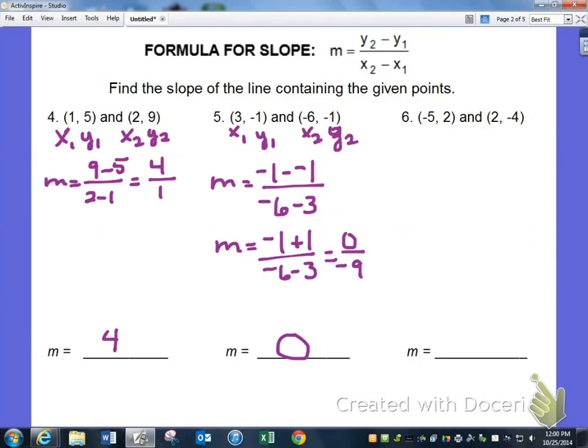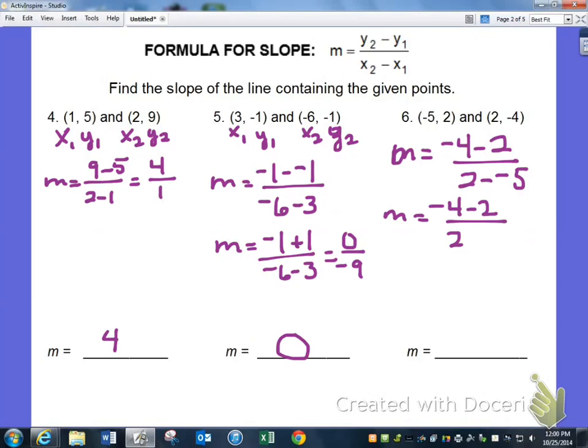Okay, number 6, same thing. We're going to do m equals y2 minus y1. I'm not going to label my points anymore because I think I've got it. Over x2 minus x1, and we have a double negative. So my slope is going to be -4 minus 2 over 2 plus 5. Okay, and that's going to equal -6 over 7, and that cannot be simplified, so your slope is -6/7. Okay, let's try the last 3.